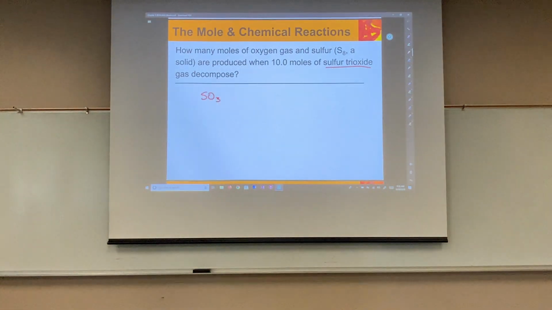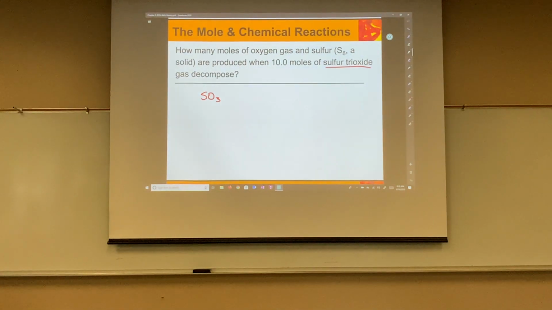What would make it sulfite? SO3 2 minus, right? Good. Remember, ions have different naming than covalent compounds do.